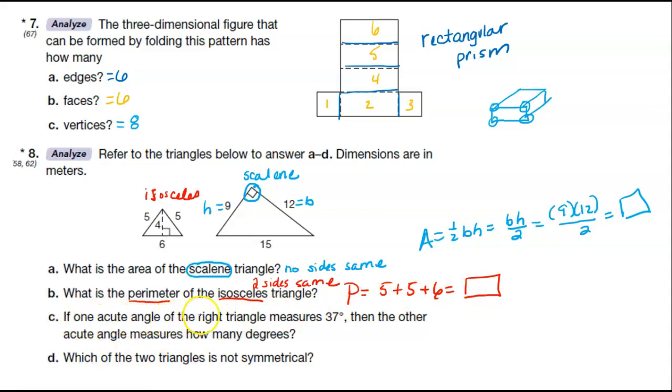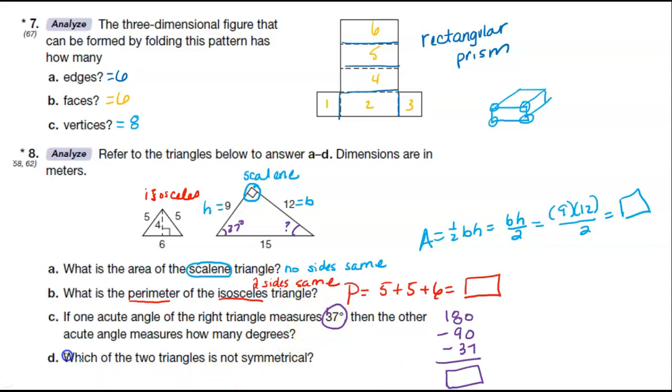If one acute angle of the right triangle, so that's the blue scaling, measures 37 degrees, then the other acute angle measures how many? So let's pretend this is 37 degrees, and we're trying to figure out this. So we know that the sum of all angles in all triangles anywhere is 180. So if I take 180 and I subtract 90 and I subtract 37, I'm going to get my answer.